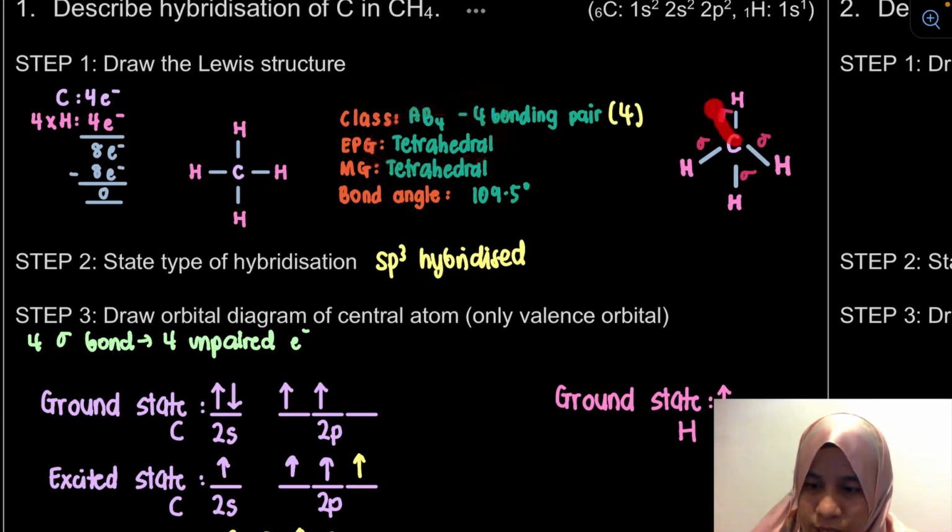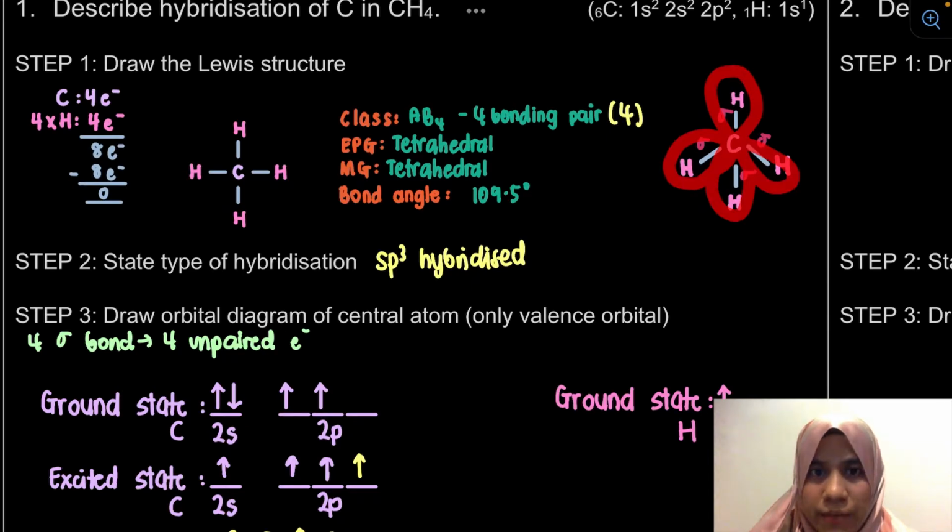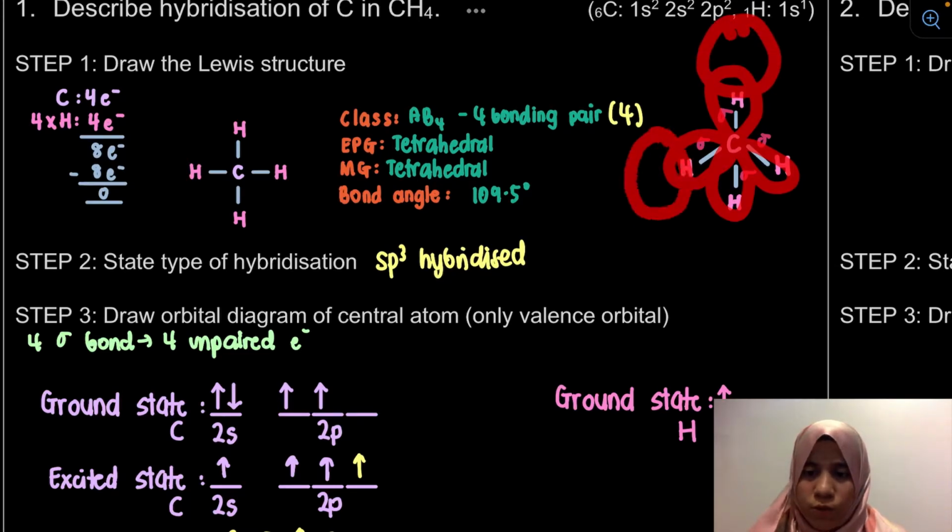So, jadi sini lah. 1, 2, 3, 4. Lepas tu, dalam kes ni dia jadi comel sikit sebab hidrogen kita dia bentuk dia bulat kan, sphere 1s. 1 bulat, 1, 2, 3, 4.